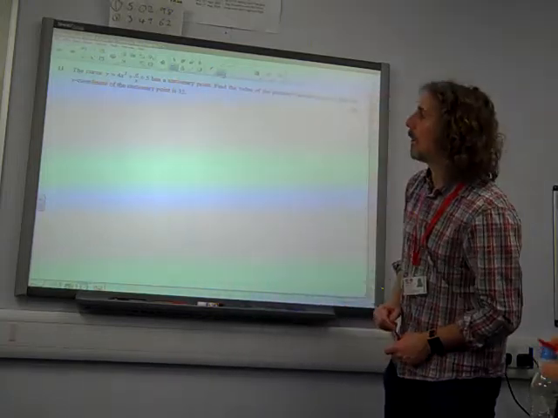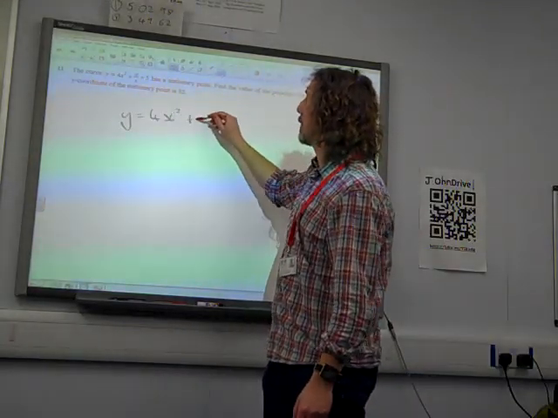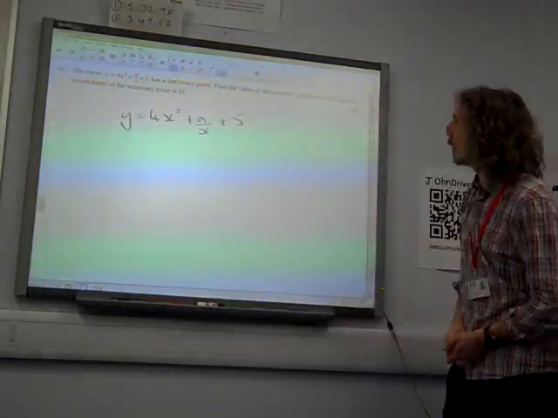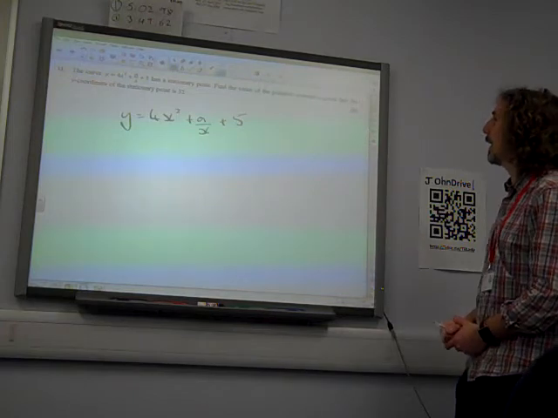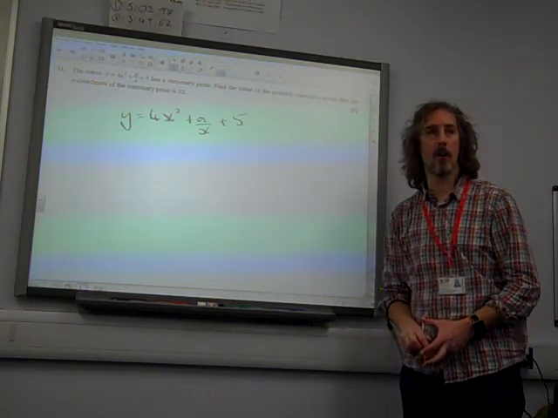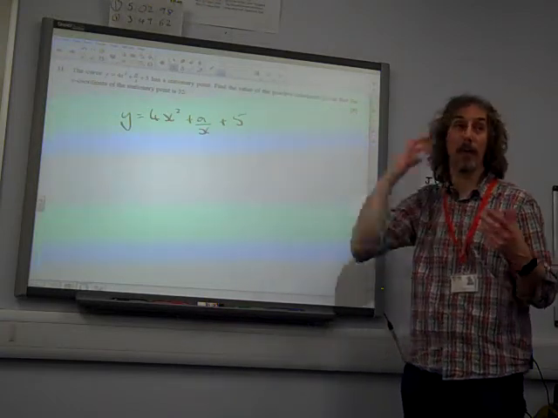Question 11. The curve y equals 4x squared plus a over x plus 5 has a stationary point. Find the value of the positive constant a, given that the y-coordinate of the stationary point is 32. Okay, stationary point tells us we're going to have to find dy by dx.